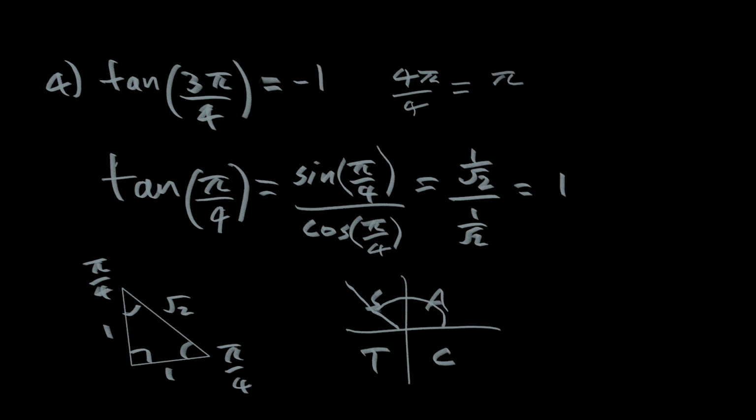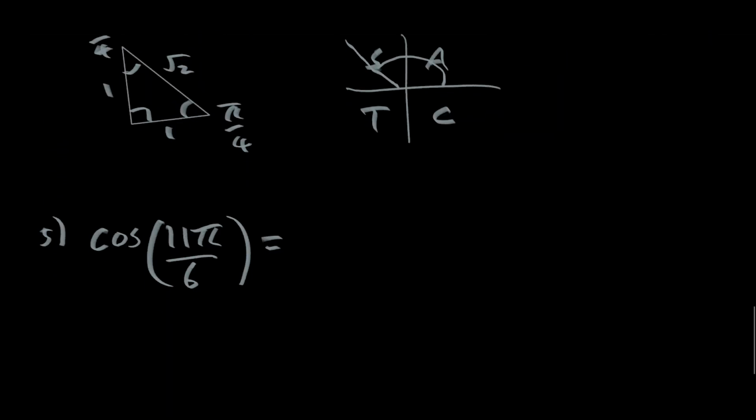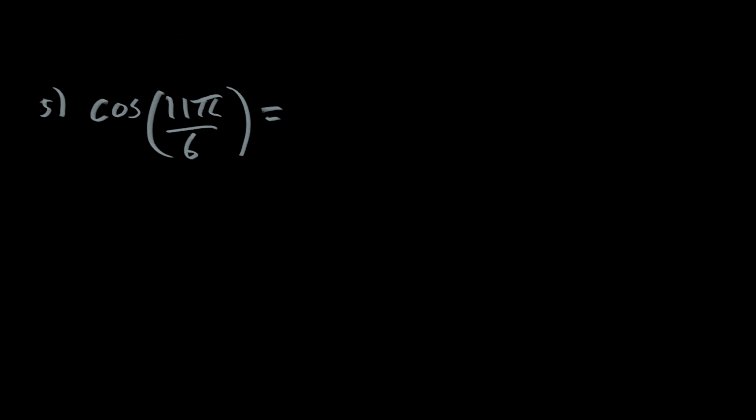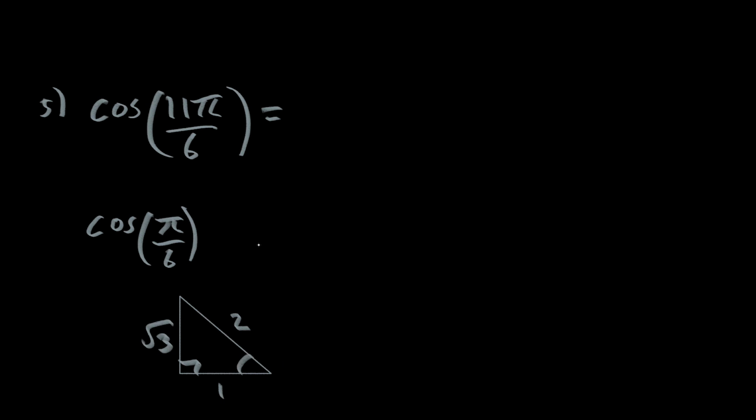One more example before I wrap things up. Let's do the cosine of 11 pi on 6. So first, I just calculate the cosine of the special angle pi on 6. I draw the appropriate special triangle with the corresponding angles, and then I can just read off the cosine of pi on 6, and that is √3/2.